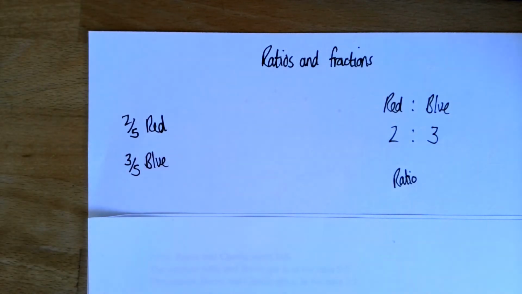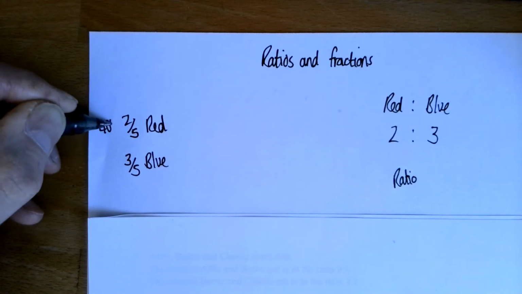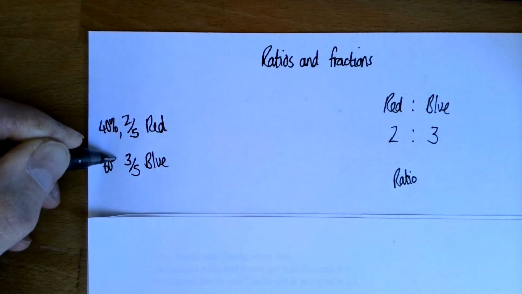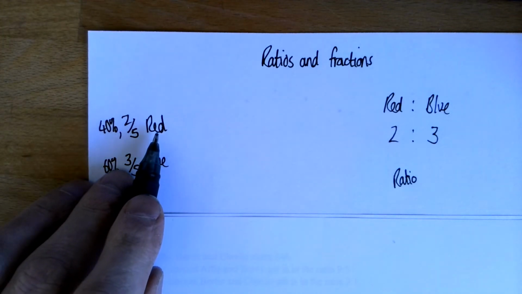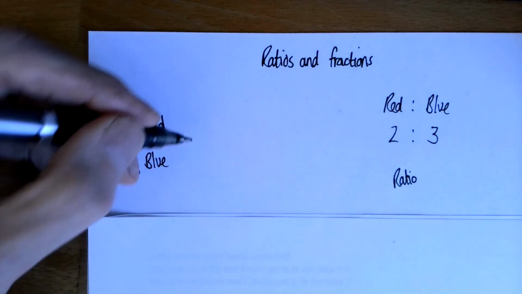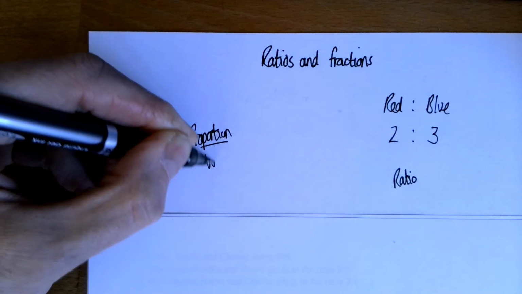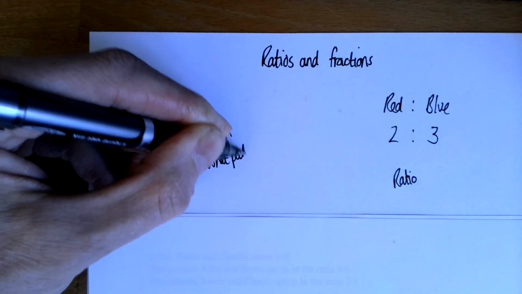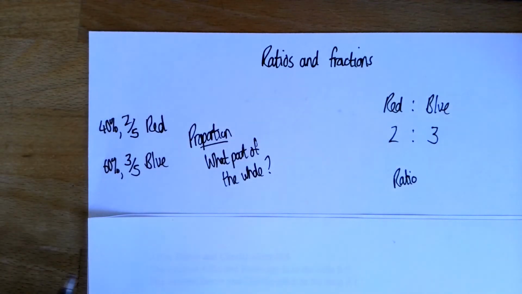And it's really important you understand why it's 2/5 and 3/5 and not 2/3. I could also use percentages. 2/5 is 40% and 3/5 is 60%. So what I'm doing here is saying what part of the whole is red. 40%, 2 out of 5. And we call that a proportion. So a proportion asks what part of the whole thing. And proportions are written as fractions, percentages, sometimes decimals.